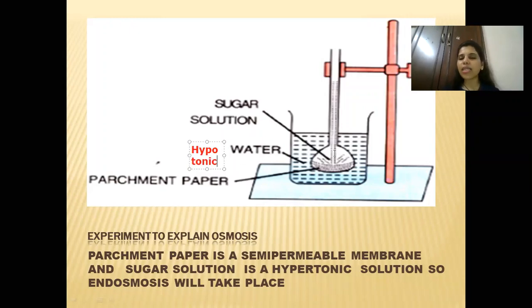So when it is placed in a hypotonic solution, what will happen? The concentration of water outside is more than the concentration of water inside the thistle funnel, and that's why what will happen? Water will move from outside to the inside. So that is endosmosis taking place, and because endosmosis is taking place, the level of the water in the thistle funnel will rise. So let's see.